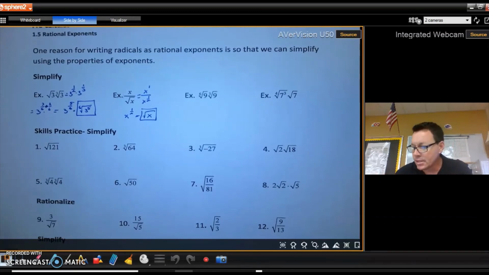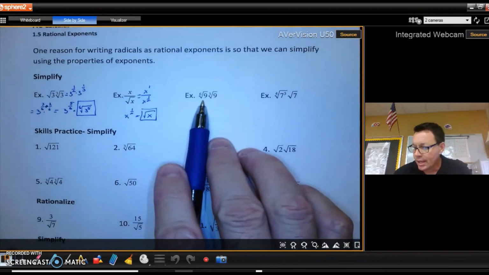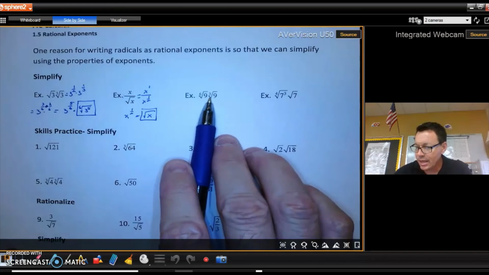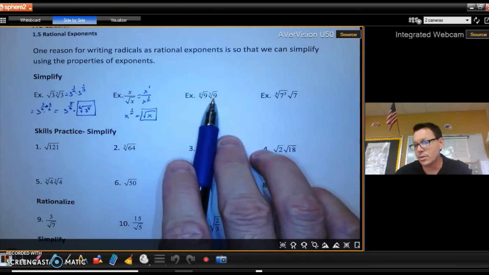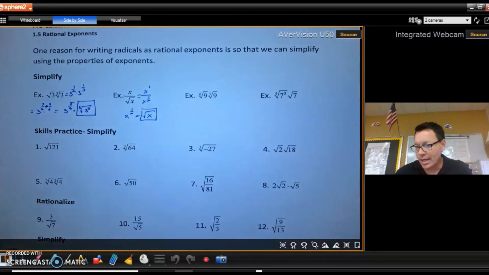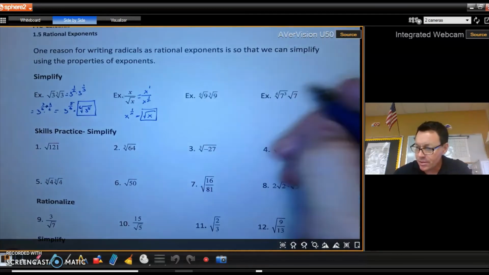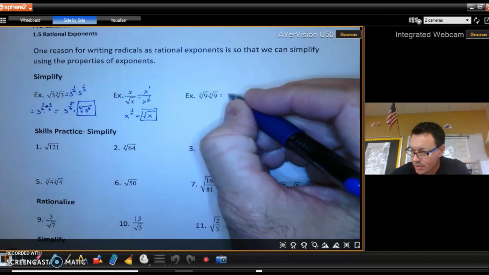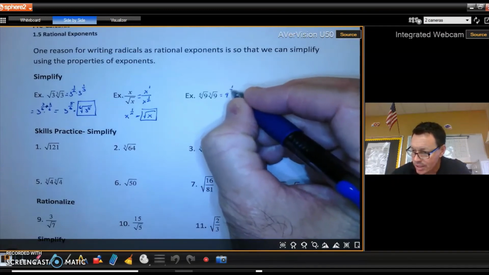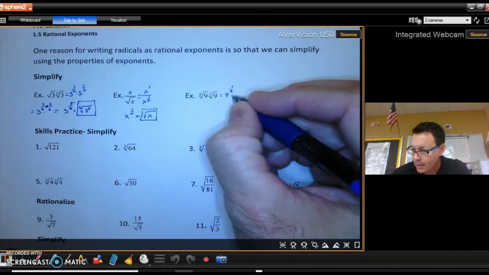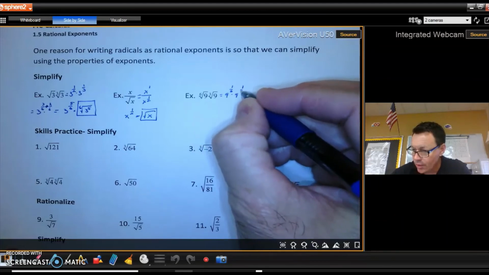Okay, look at the next example. So what do I have here? I have the 6th root of 9 times the cube root of 9. So the number in the radical is the same, but these indices are not. So to be able to simplify this, I'm going to rewrite this as 9 to the 1/6 times 9 to the 1/3.